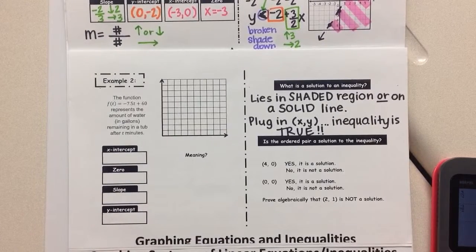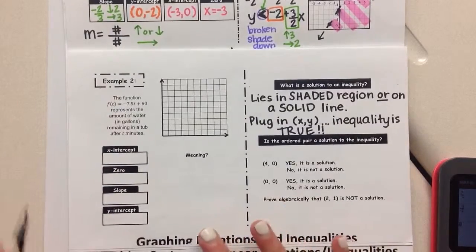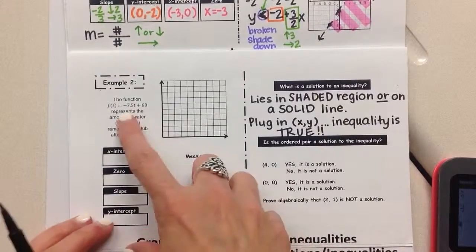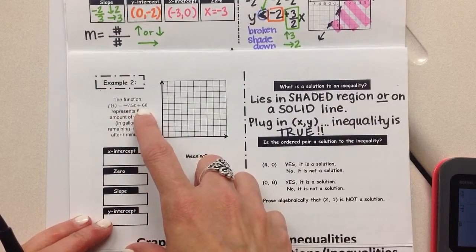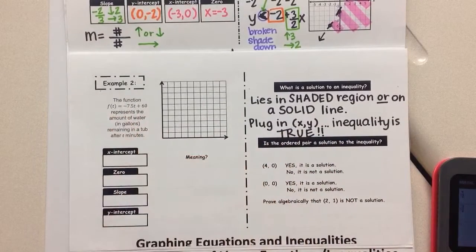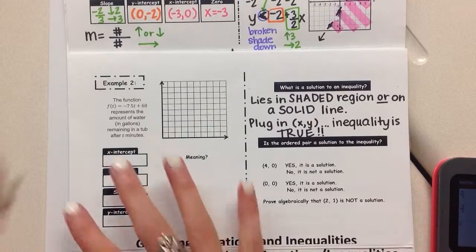All right, so moving on here, we got the function f of x is equal to negative 7.5t plus 60. It represents the amount of water in gallons remaining in a tub after 2 minutes. So I don't see an inequality, so this tells me that this is an equation. So I want to be able to find some information, and if I notice, it is the same as being in y equals mx plus b format.